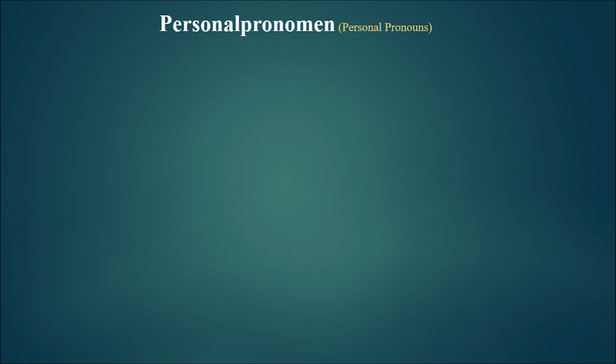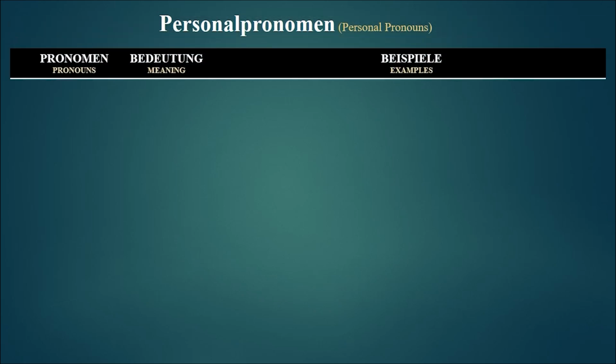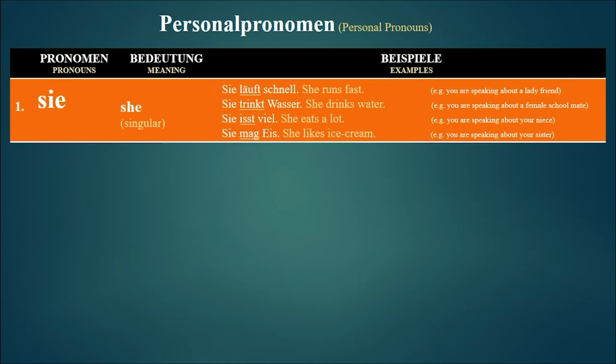Let's go. So, still looking at personal pronouns, personal pronomen. And today we are going to be looking at these pronouns, pronomen, their meaning, Bedeutung, and some examples, Beispiele, and particularly today, sie, and sie. Let's look at the first sie. The first sie used in German represents she. So for the pronoun she, we use sie. And there are some examples here.